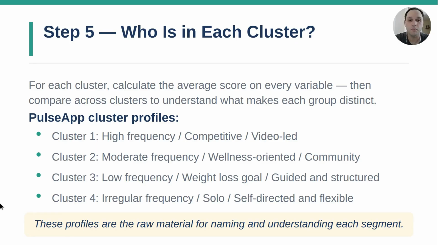Cluster 2, moderate frequency, wellness-oriented goals, community-driven motivation. Cluster 3, lower frequency, weight loss as the primary goal, needs guidance and a clear structured plan. And Cluster 4, irregular frequency, self-directed, no fixed routine, prefers flexibility. Those 4 profiles are distinct, coherent, and recognizable as real types of people.